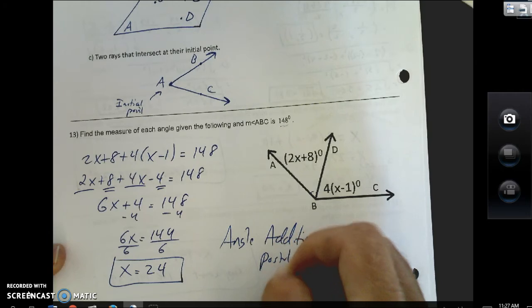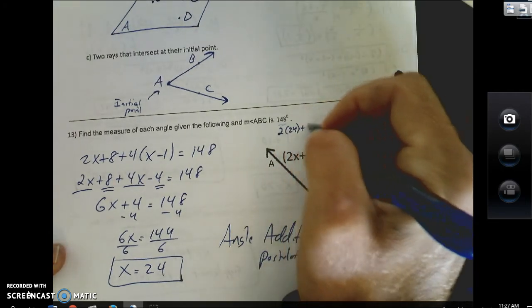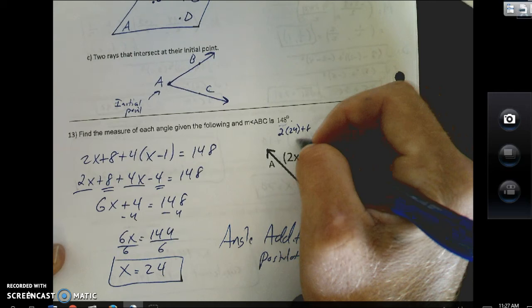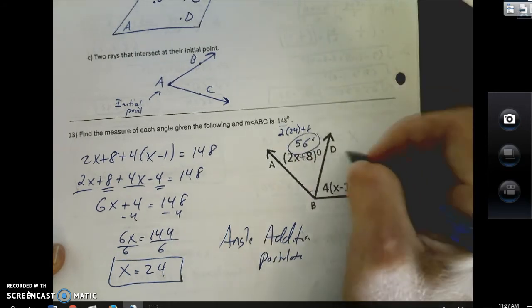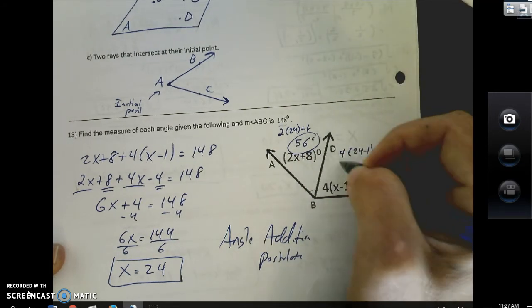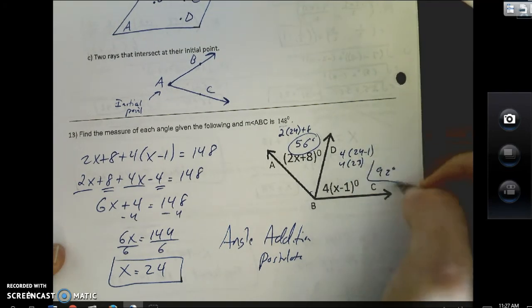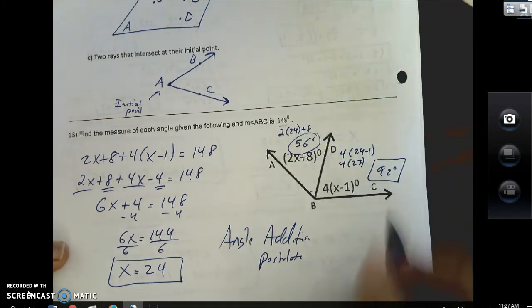Okay. And what you can do with that is plug this back in. 2 times 24 plus 8. 48 plus 8 is 56 degrees. And then over here I can do 4 times 24 minus 1. 4 times 23. 92 degrees. Okay.